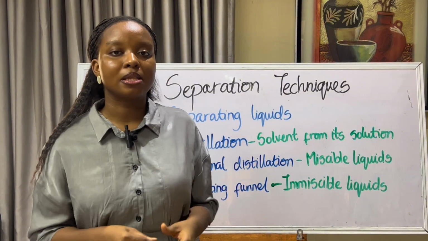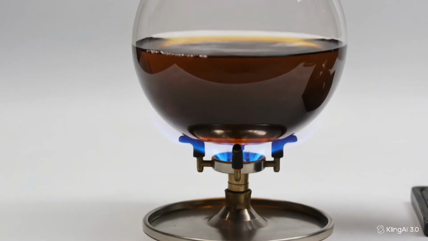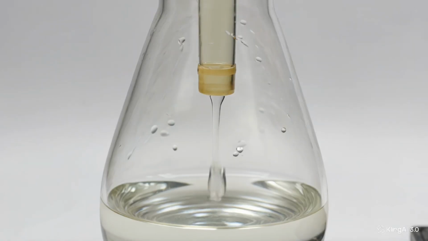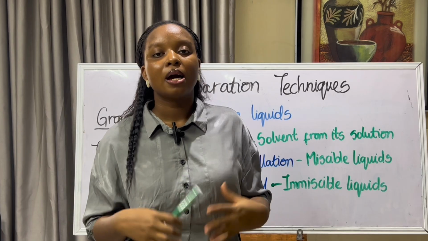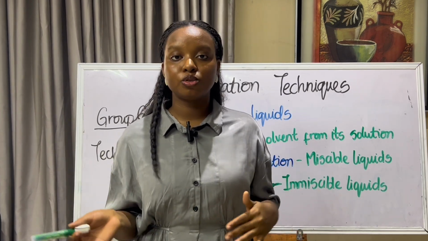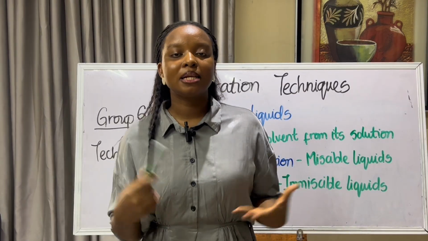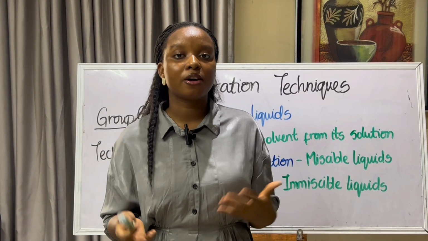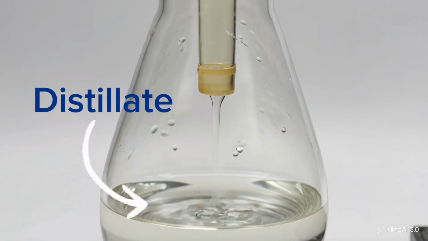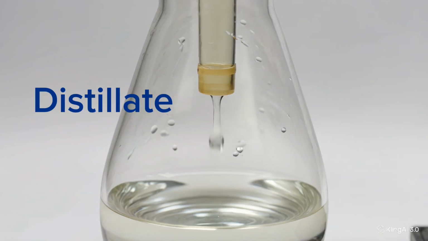How this works is that the solution is heated up and then the solvent evaporates. This vapor passes through a condenser where it cools and turns back into a liquid, and it is collected separately. So what's left in the flask is the solutes and other impurities. An example of this is obtaining pure water from salt water. The liquid that was gotten from passing the vapor through the condenser is called a distillate.